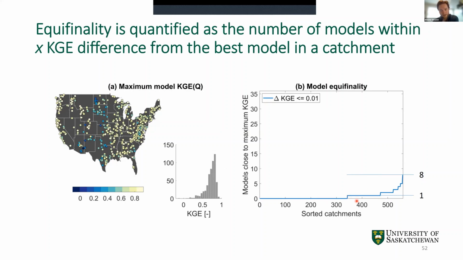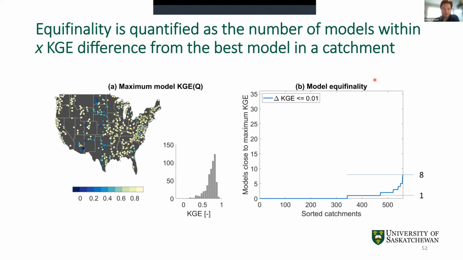And for at least 200 catchments, you'll be able to find at least one model that is within this KGE value on evaluation data, so on unseen data, away from the best model. And this number goes up to 8. So in a few catchments, there are actually 8 models that you can find that are this close together.